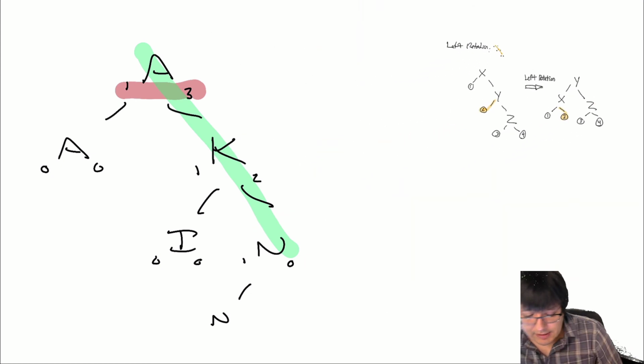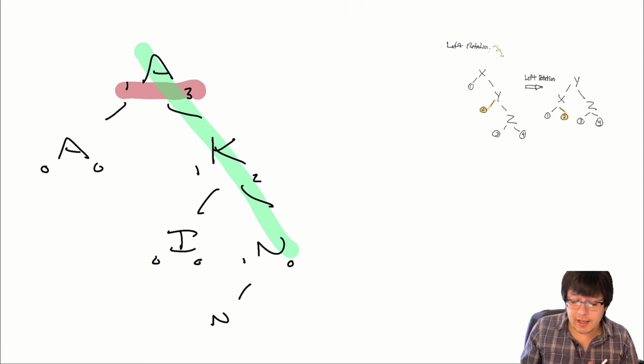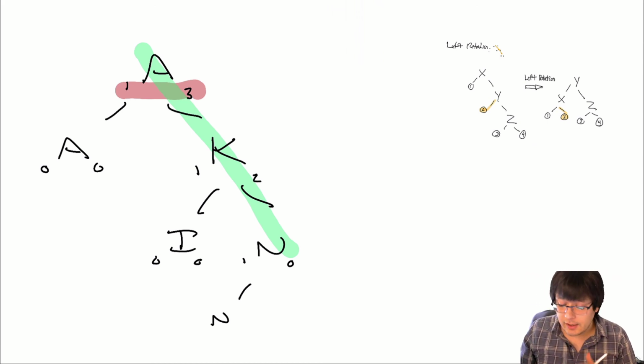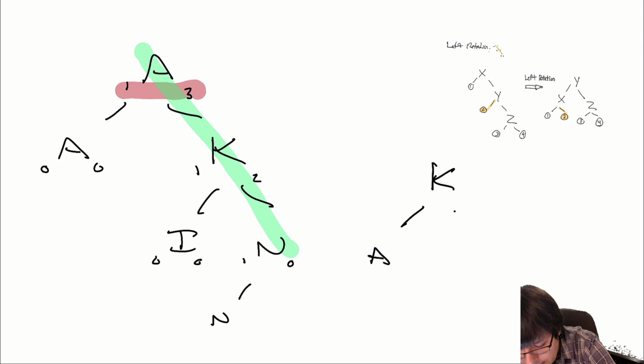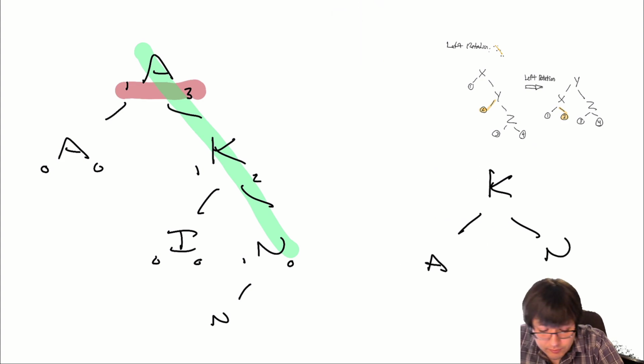Okay, so that's basically that. So x is A, K is Y, and Z is N. And so from there, K becomes the root, A is the left child, N is the right child. But now these ones have children, so we can actually follow along.